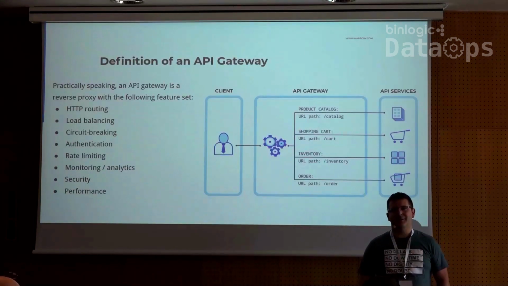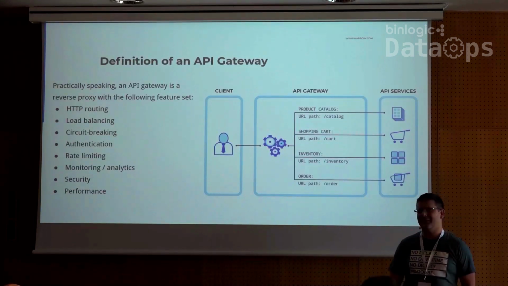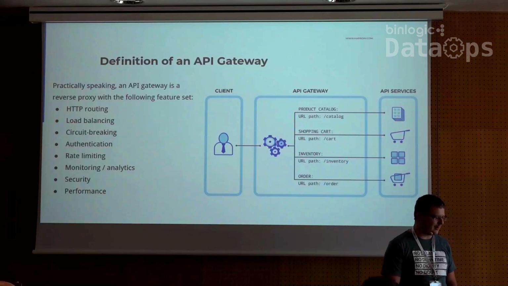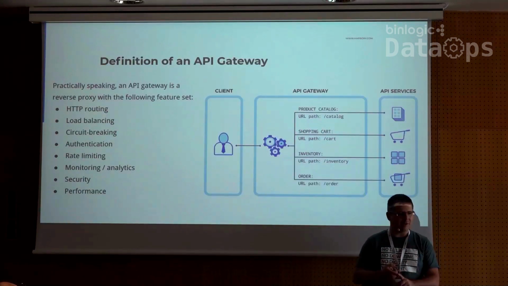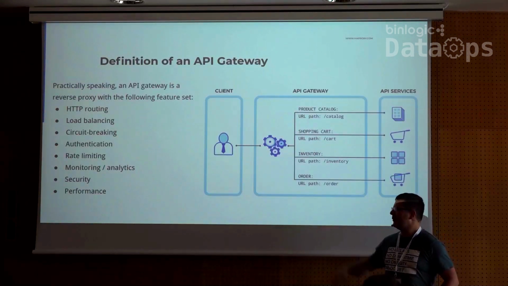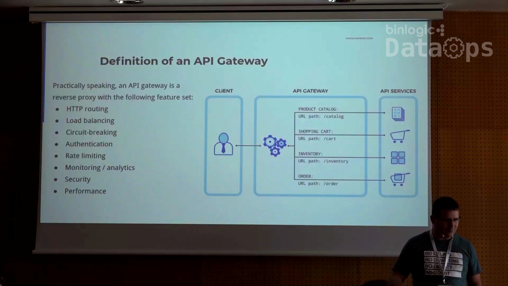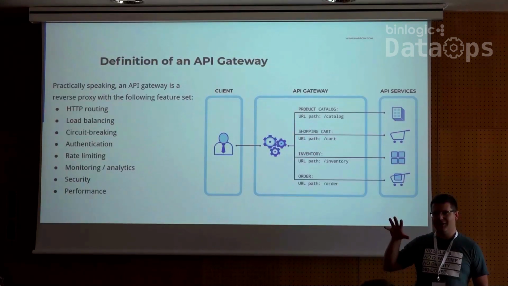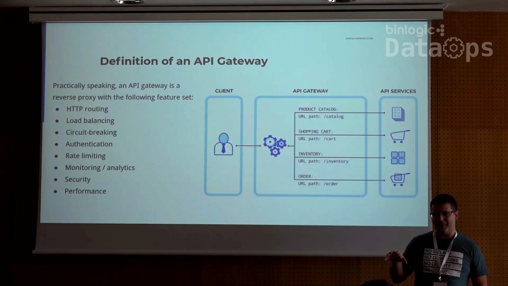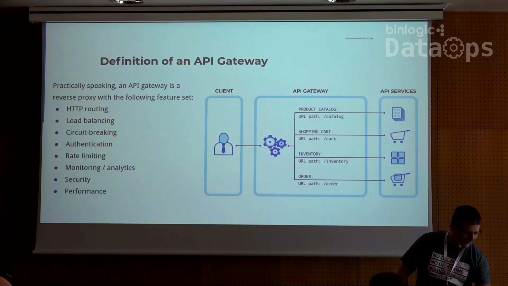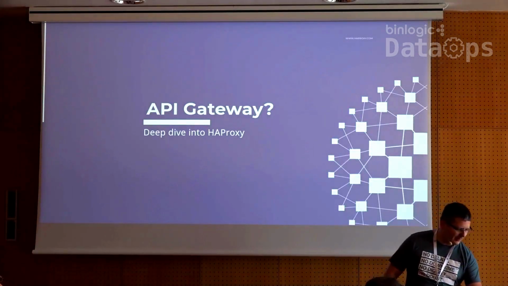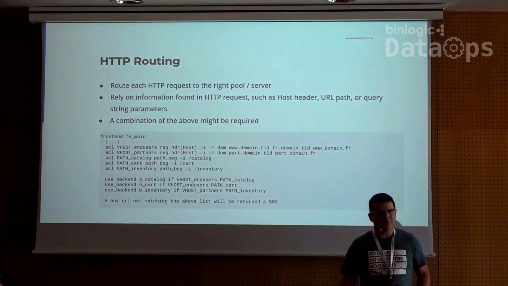So an API gateway, usually when I speak about it, I'm just saying that it's just a new marketing term on top of an HTTP layer reverse proxy. That's it, more or less. So an API gateway has to do HTTP routing, load balancing, circuit breaking, authentication, etc., etc. All of this is explained here, and I'm going to go in the next slide over each item and explain how you can do that with HAProxy. And at the end, at the conclusion, I will explain what is not covered by HAProxy when you need an API gateway. So you will know exactly if HAProxy can be used in your environment or not.